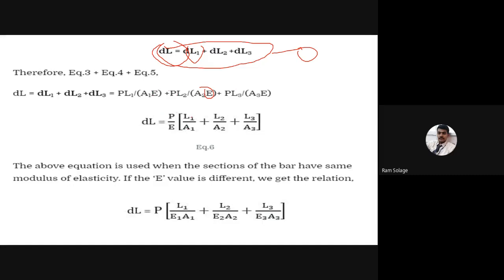So P upon E, and the remaining part is taken into a bracket: L1 by A1, L2 by A2, and L3 by A3. Write down: delta L is equal to P upon E, multiplied by L1 divided by A1 plus L2 divided by A2 plus L3 divided by A3.